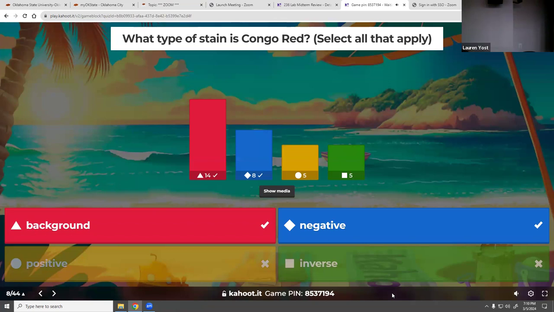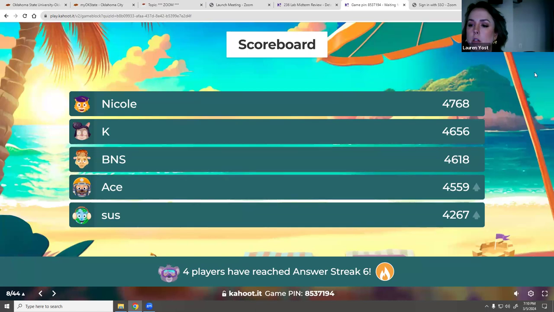Okay, so it is going to be a background stain. We all kind of knew that one. That was no surprise there. It's also negative. It happens to be that negative stains stain the background. Because we have a negative charge on the outside of our cells, that's going to repel the stain. Therefore, it's going to stain the background instead of the cells.